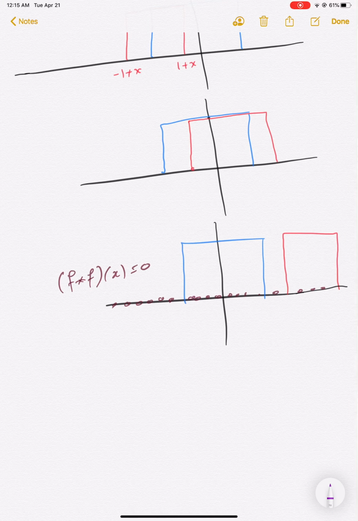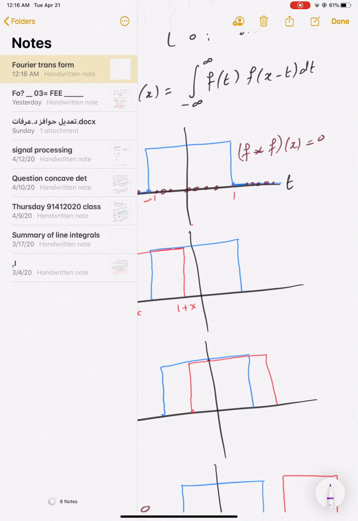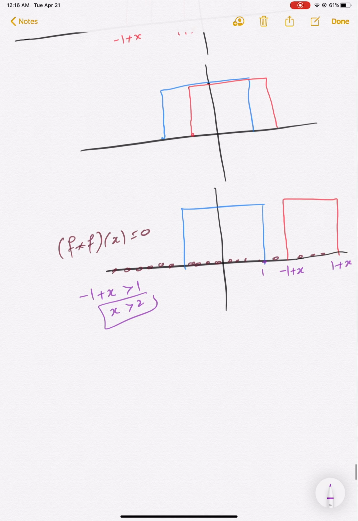For the last one, what is this case? Again, this number here is negative 1 plus x, and this number here is 1 plus x. What do we mean by this figure? We mean that negative 1 plus x is bigger than 1, because this number here is 1. So basically, x is bigger than 2. So for sure, when we compute the convolution, if x is less than or equal to negative 2, you will get 0, and this is the first figure. For the last figure, if x is bigger than 2, the convolution will be 0.